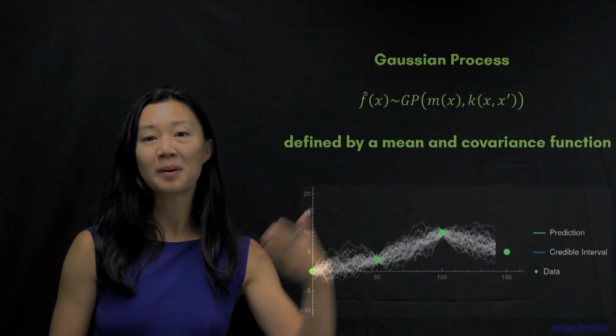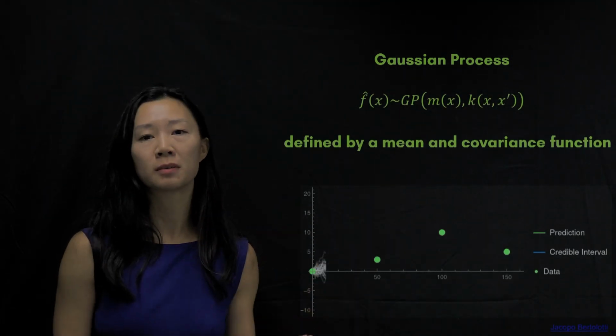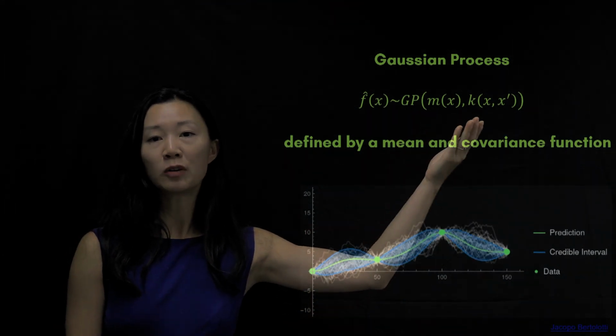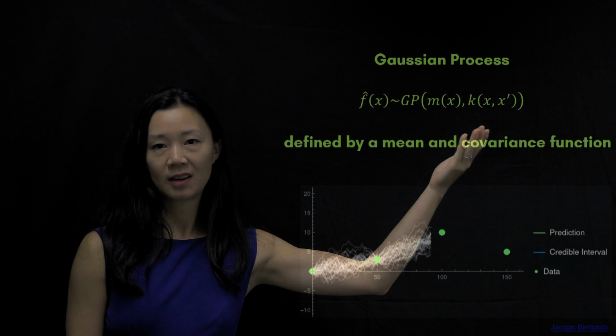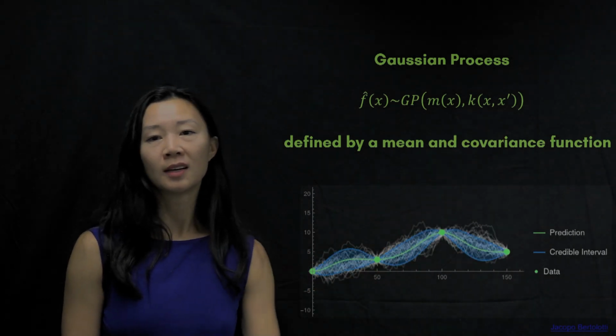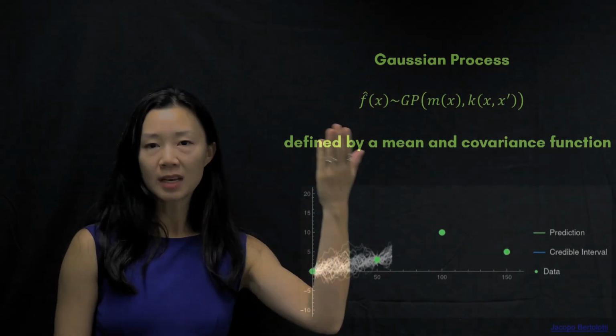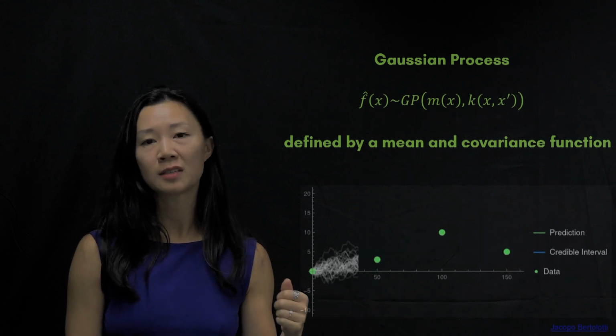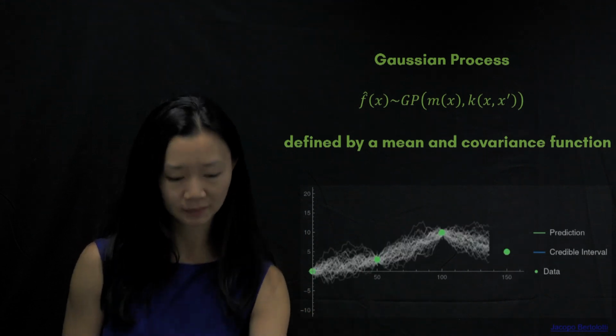Pictorially, that is what's happening, but mathematically, we can describe a Gaussian process with some kind of mean function, m of x, and some covariance function, k of x, and then x prime. So the mean is going to be that prediction line, and then that covariance is going to be that blue shaded region.